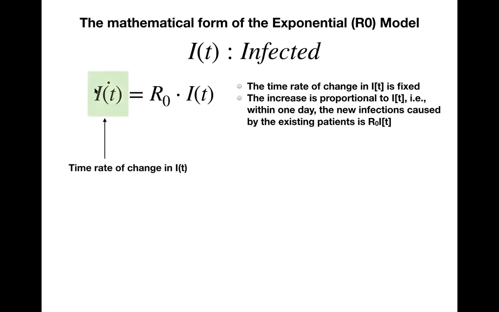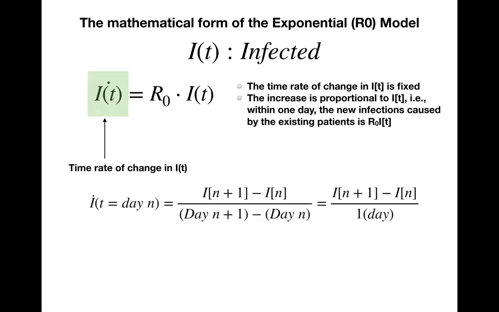times R0. So this I(t) with a dot here is called the time rate of change in I(t). If you look at the definition, the time rate is the number of cases divided by time. Let's take a look at what that looks like. The time rate of change on day n plus 1 will be the change in the cases, so that's I(n+1) minus I(n) divided by the change of days. That's 1 day. So the time rate of change at day n equals I(n+1) minus I(n). That's a very straightforward relation.